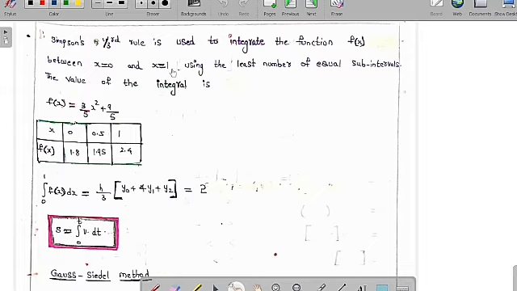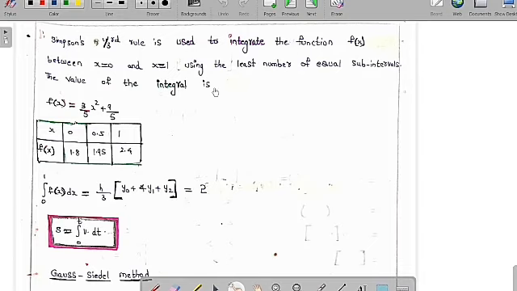Simpson's 1/3 rule is used to integrate the function f of x between x equal to 0 and x equal to 1 using the least number of equal subintervals. The value of the integral is... Suppose there is a question like this. Here x is equal to 0 and x is equal to 1, and we have to go for the least number of subintervals. The minimum number of subintervals for doing the integration is 2.